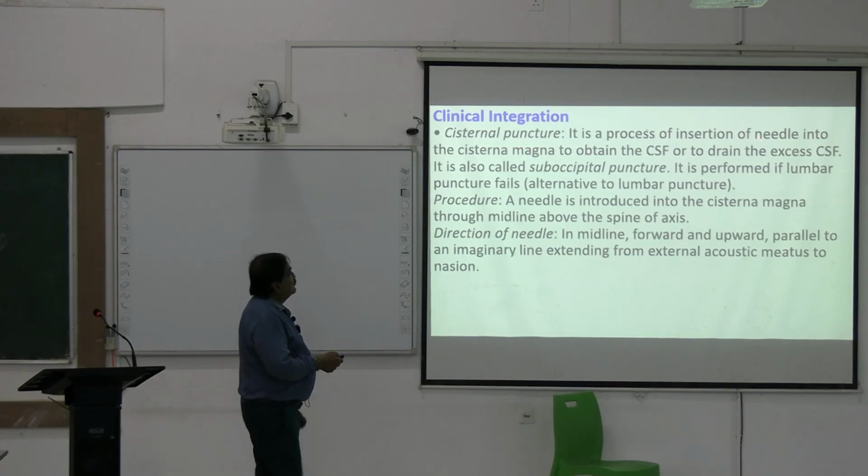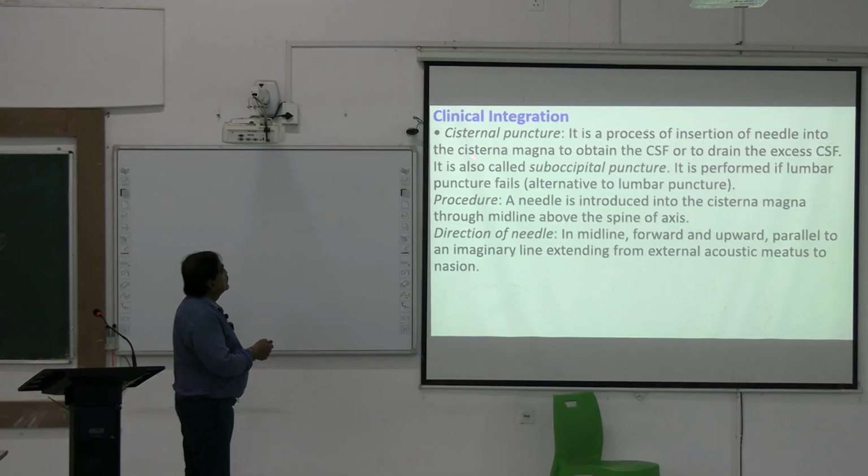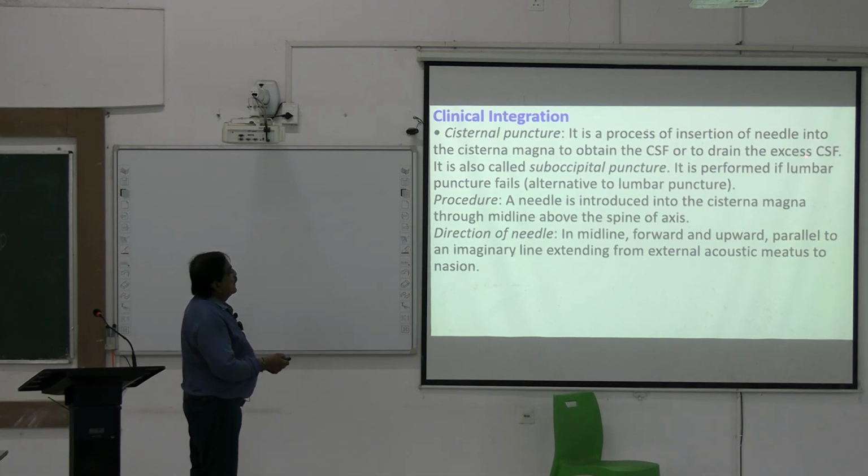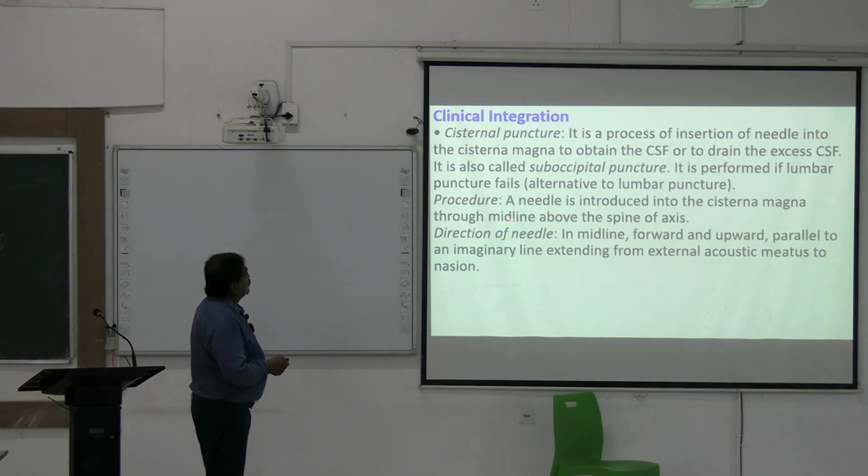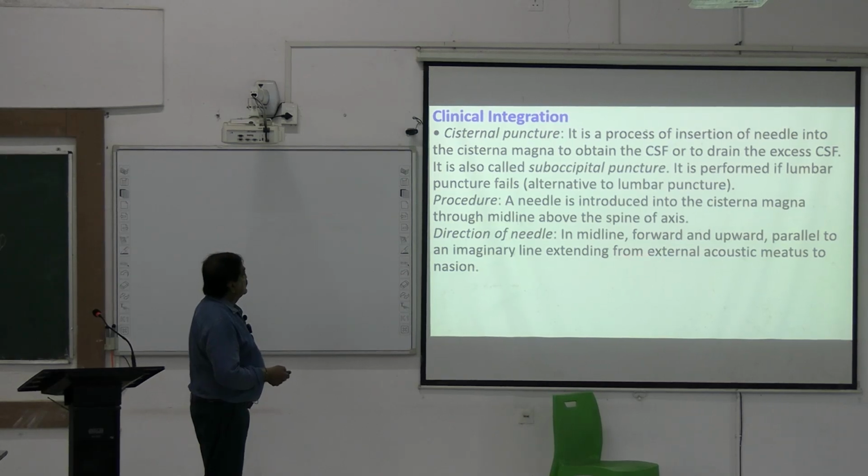It is the process of insertion of a needle into the cisterna magna to obtain the CSF or to drain the excess CSF. It is called suboccipital puncture. It is performed if lumbar puncture fails. Procedure: a needle is introduced into the cisterna magna in the midline above the spine of the axis. Direction of the needle is in the midline, forward and upward, parallel to the imaginary line extending from the external acoustic meatus to the nasion.